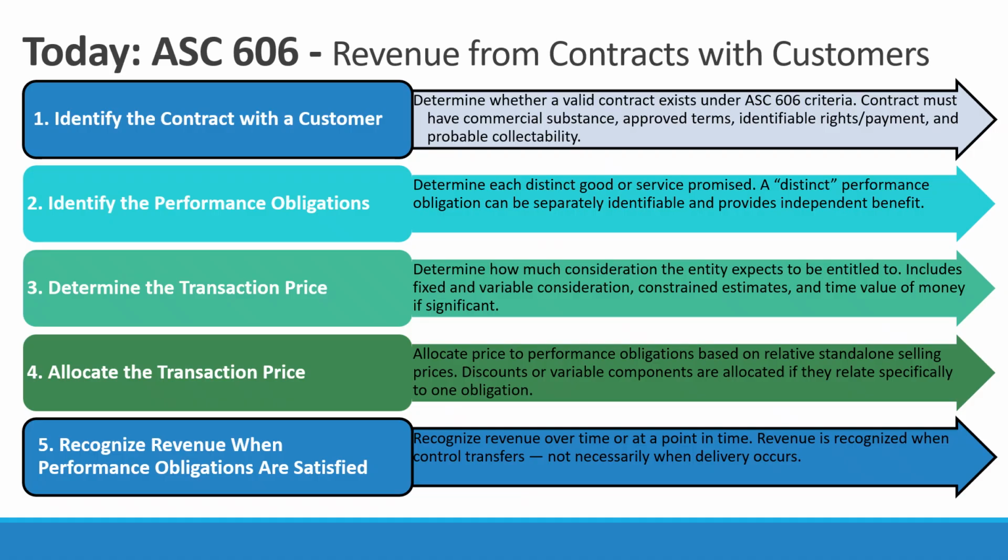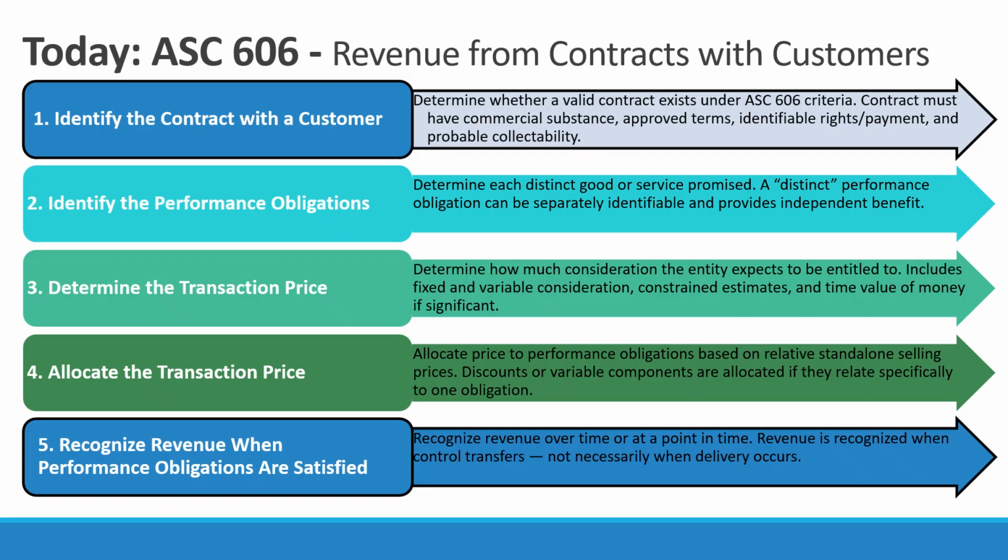ASC 606, revenue from contracts with customers, was issued in 2014 and became effective for public companies in 2018 and private companies in 2019. The core principle of ASC 606 is to recognize revenue in such a way as to show the transfer of goods or services to the customer in an amount that reflects what the company expects to receive. In other words, it's about when the customer gains control, not when the company delivers or gets paid.